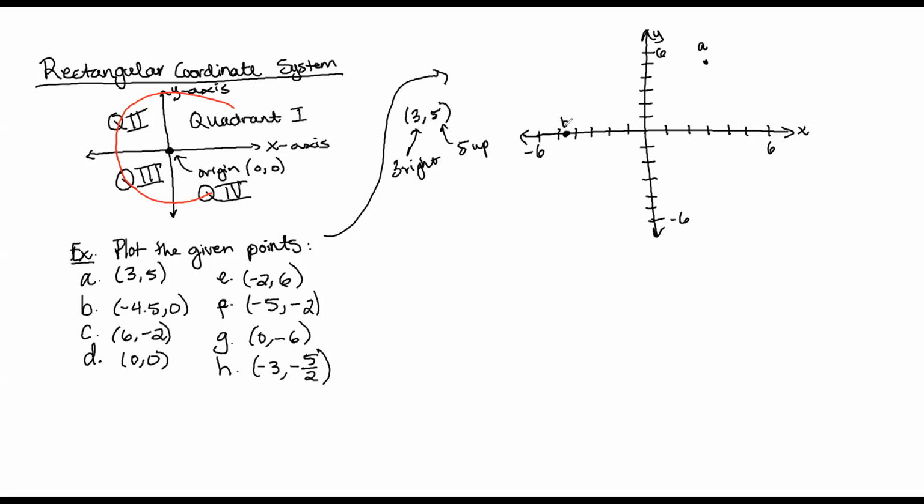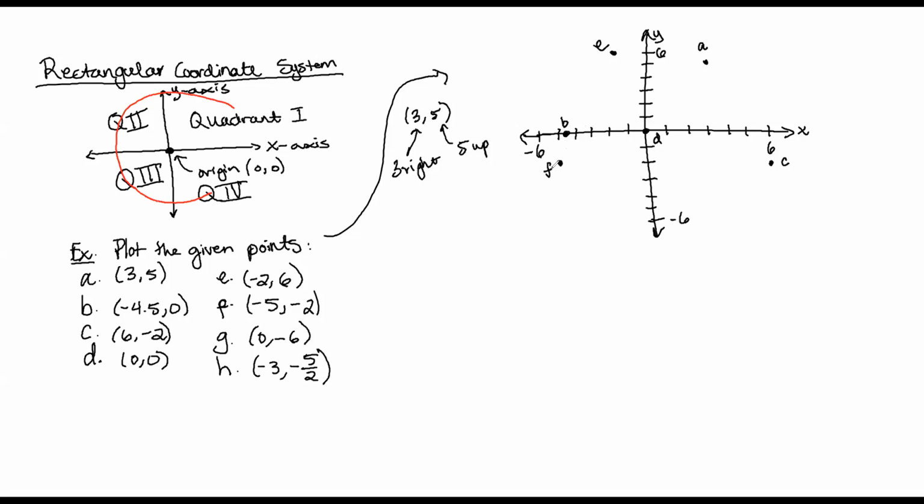Point C, we're going 6 to the right, and then negative 2, so 2 down. This is point C. D is 0, 0, so that's left or right 0, up or down 0. That's our origin. E is negative 2, 6, so left 2, up 6. F is negative 5, negative 2, left 5, down 2, left 1, 2, 3, 4, 5, down 1, 2. That is point F.